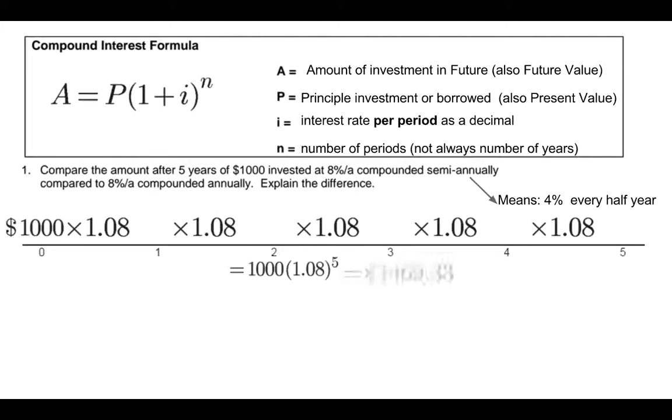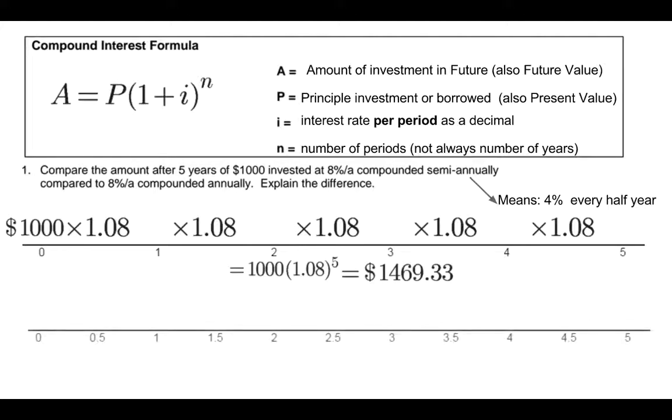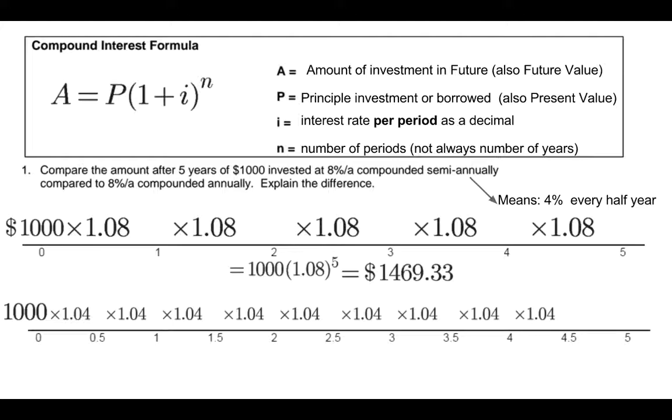So we get 1469. The semi-annual one, we look at the same 5 years, except something is going to happen every half year. So we start at 1,000. Instead of multiplying by 1.08, we multiply by 1.04. So 0.04 is your I value. And we're actually going to do that 10 times. So twice to get to the end of the first year, 2 more to get to the end of the second year, third year, fourth year, and fifth year.